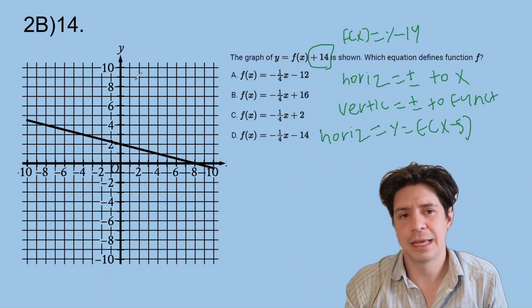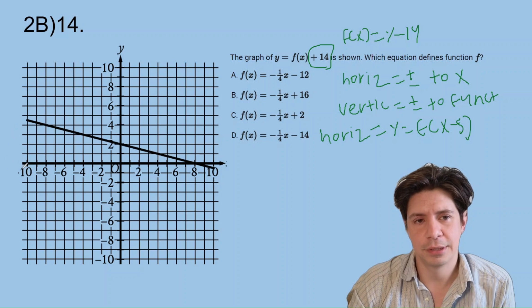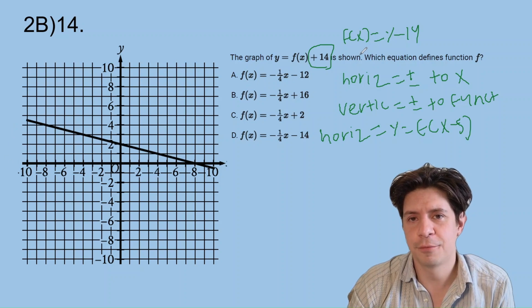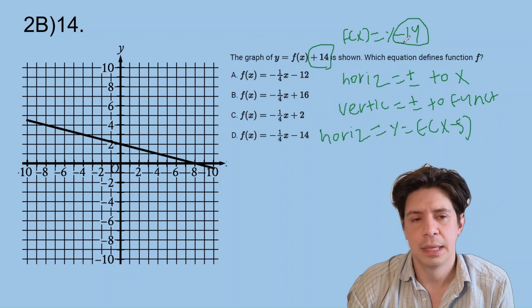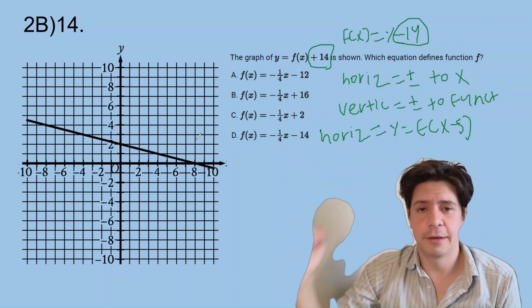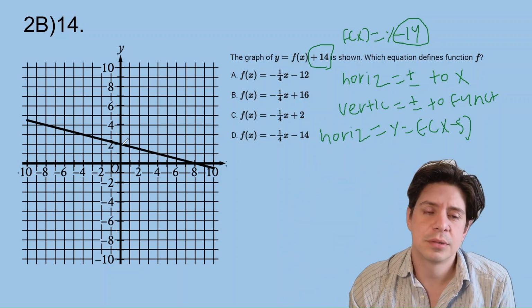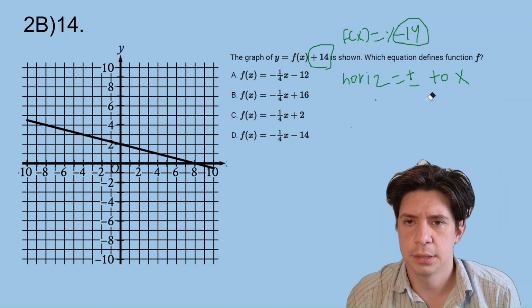So here we take the function that we see, right? The y equals the y equation here, and we're going to subtract 14 to find the actual equation for the f of x. So what's the y-intercept of this one? It is plus 2, so we're going to do, let's see, okay.